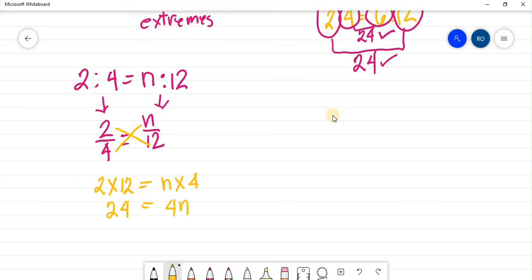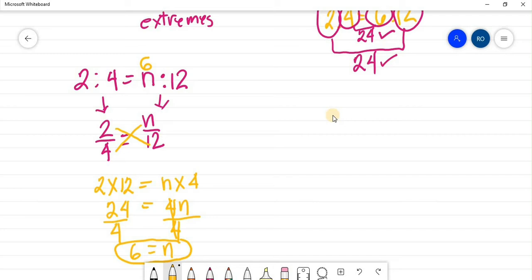Now, to find the value of n, divide both sides by 4. Let's cancel the 4 here, so the remaining here is n. Now, 24 divided by 4 is 6. So the missing term is 6. The value of n is 6. We have 2 to 4 is equal to 6 to 12. So again, you can write them in fraction form to find the missing term using the cross product.